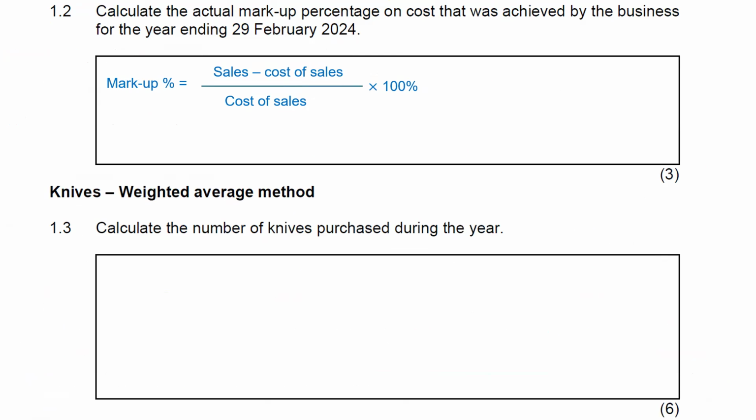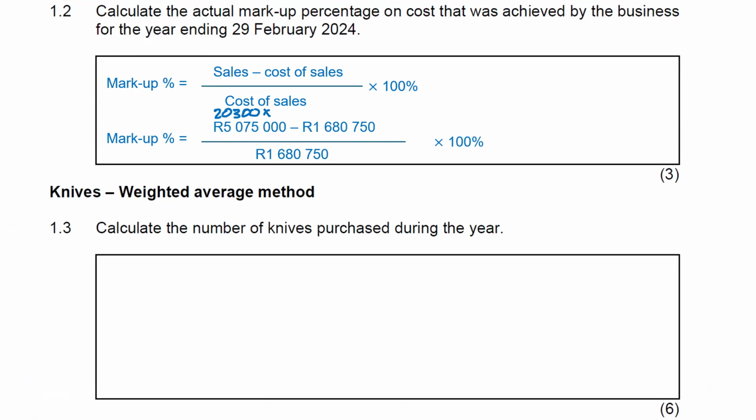It was 1,680,750. You will divide this by that 1,680,750, and then you times it by 100. Now, how did they get this 5,075? All you had to do was to take the number of units sold, which was 20,300. You multiply it by 250 rand.